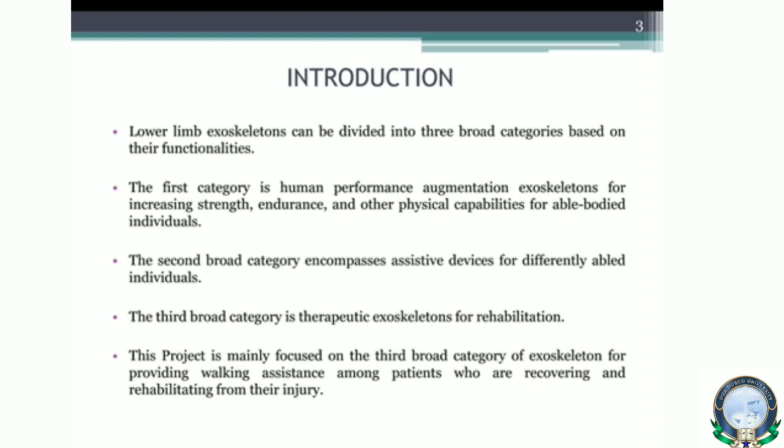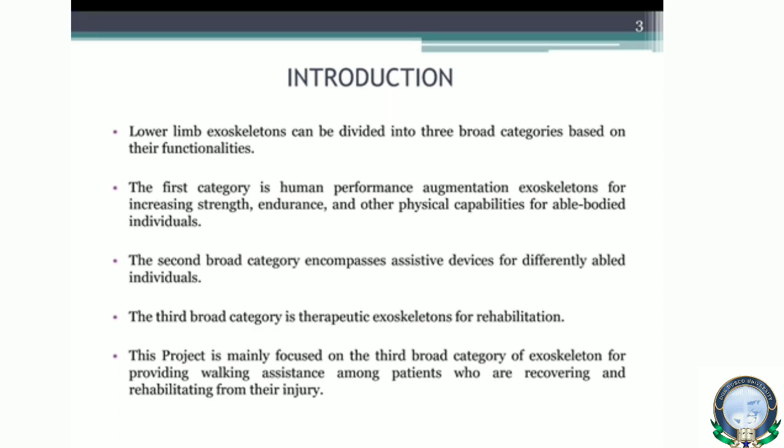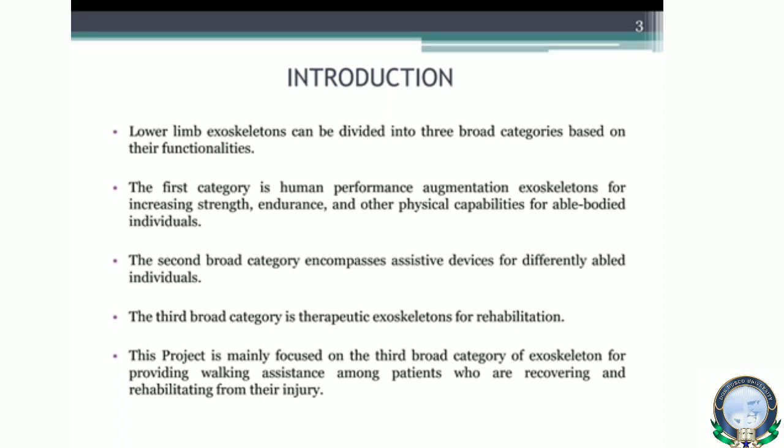Lower limb exoskeletons can be divided into three broad categories based on their functionalities. The first category is human performance augmentation exoskeleton for increasing strength, endurance, and other physical capabilities for able-bodied individuals. The second broad category encompasses assistive devices for differently abled individuals. The third broad category is therapeutic exoskeleton for rehabilitation.